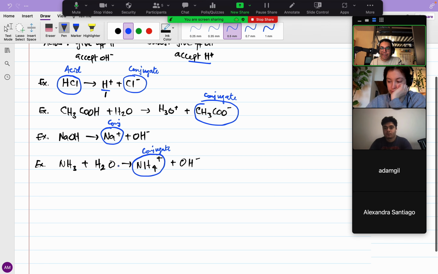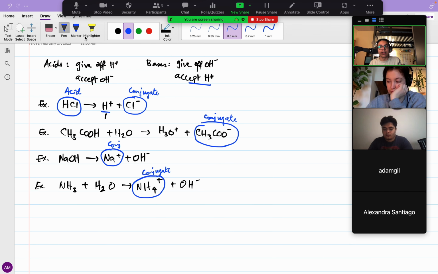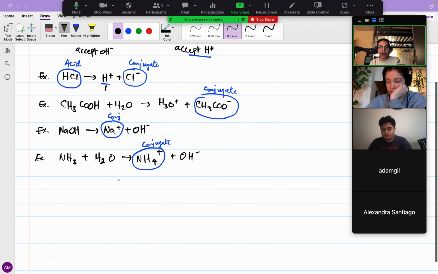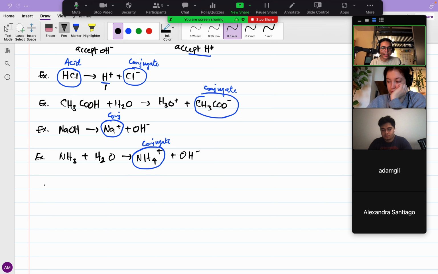Okay, so that's that. Be careful with polyprotic or polyhydroxy bases, which simply means an acid with more than one H plus to give, or a base with more than one OH minus to give, or more than one H plus to accept, depending on how you think about it. Here's an example.